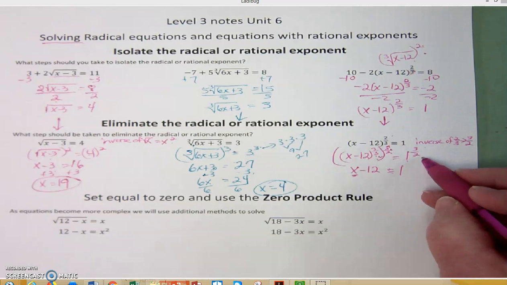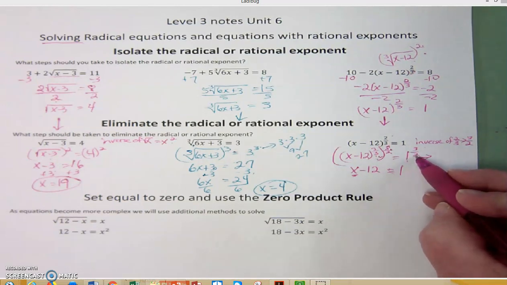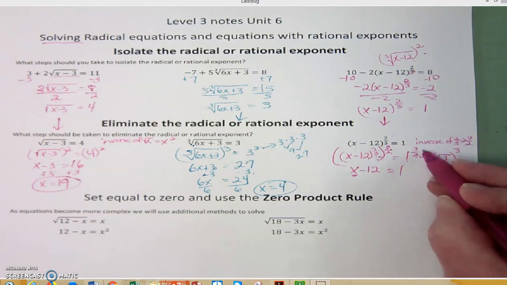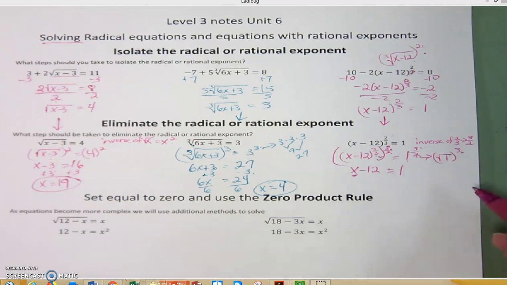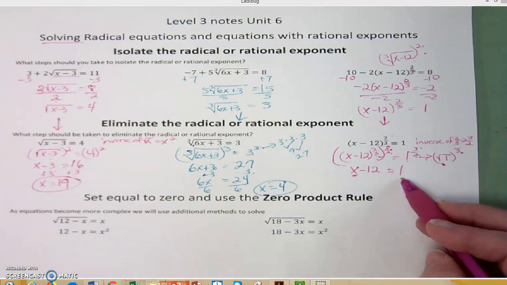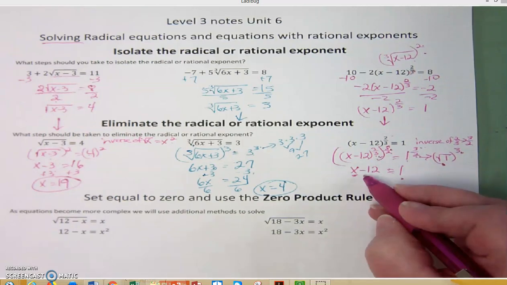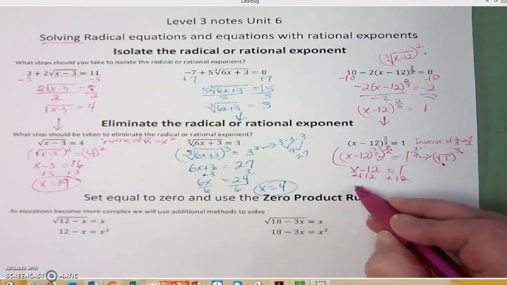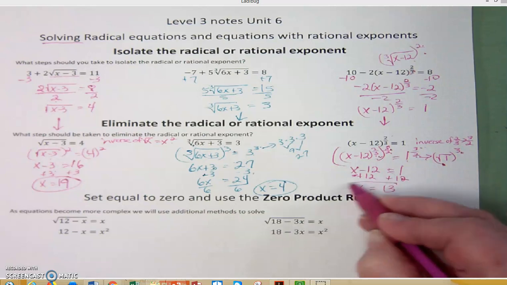But we could break it down like this. We could say, okay, 1 to the 3/2 power. The 1/2 power means square root, so the square root of 1, and then we're going to raise that to the 3rd power. That 3 in the numerator means it's raised to the 3rd power. Square root of 1 is 1. 1 cubed, or 1 times 1 times 1, is still going to give you 1. So now I need to add 12 to both sides so I can solve for my x. And I get x equals 13.